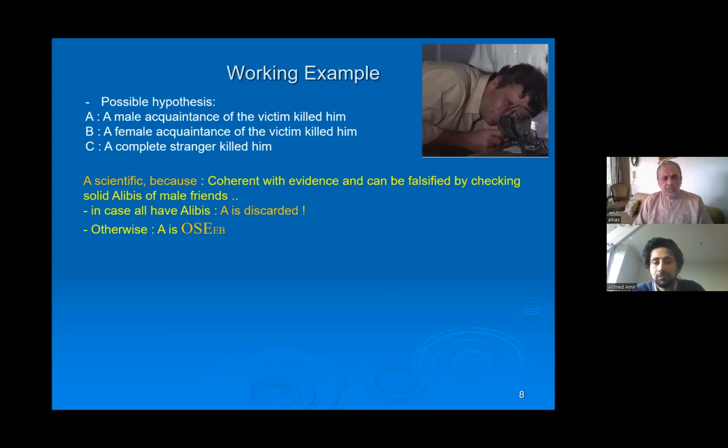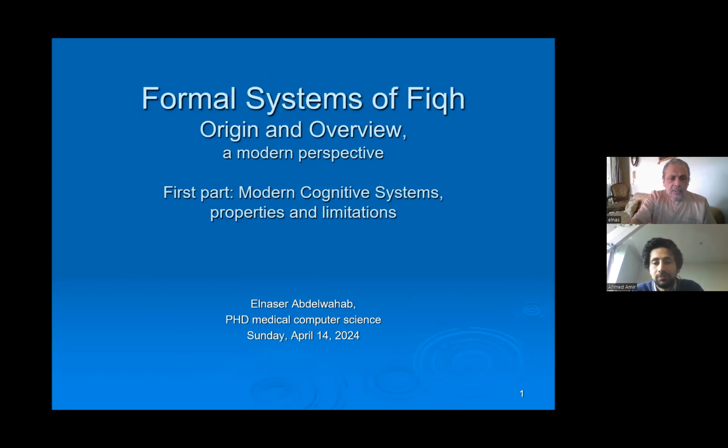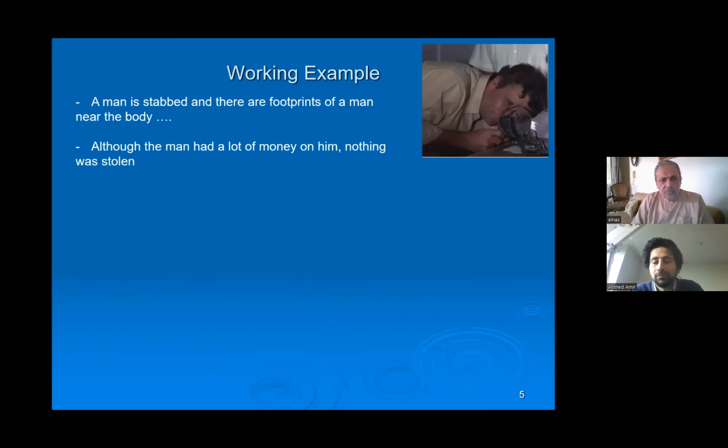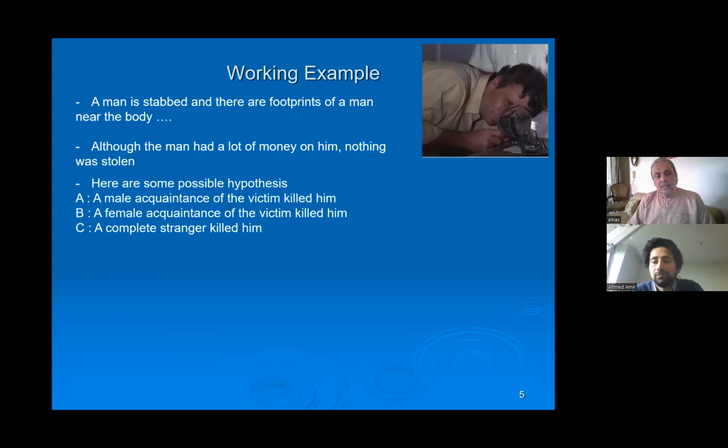So we took this working example, and we imagined Colombo, the detective, finding someone who was killed. Let me go back to the original. Yes, here. A man is stabbed, and there are footprints of a man near the body. Although the man had a lot of money on him, nothing was stolen. Now, this is an important clue, because evidently it's very difficult to have hypothesis C, where a complete stranger killed him. If a complete stranger had killed this guy, then at least he should have taken the money. But to kill someone without taking even the money and having any connection to him, this is insane.